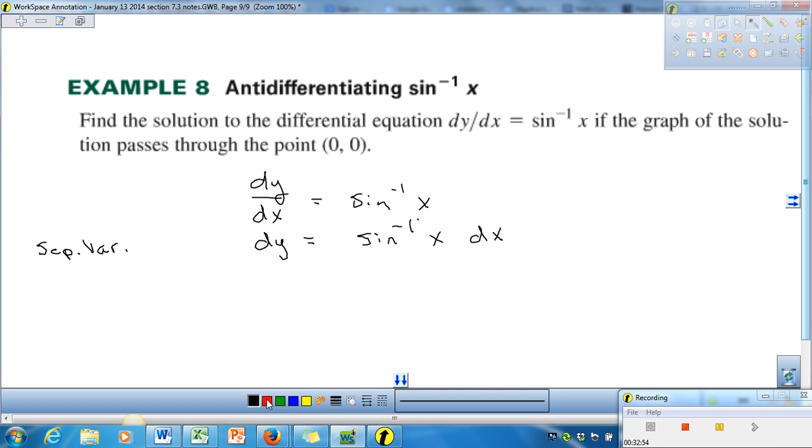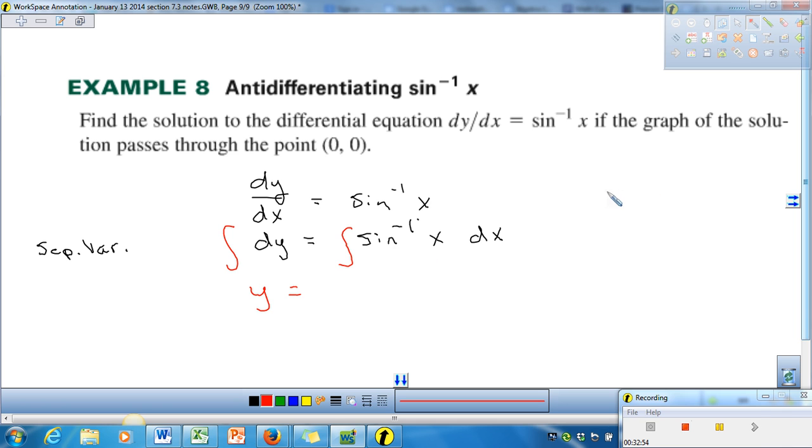So now we're going to integrate both sides. And the antiderivative of dy is y. And when we talked about this in the past, we showed that we could just manage our constants on the right. We don't have to write a plus c on the left here.